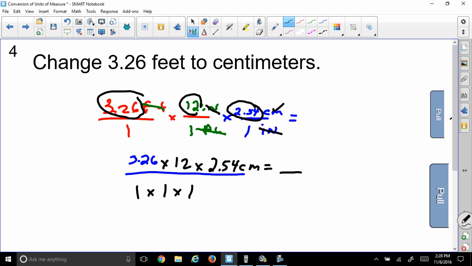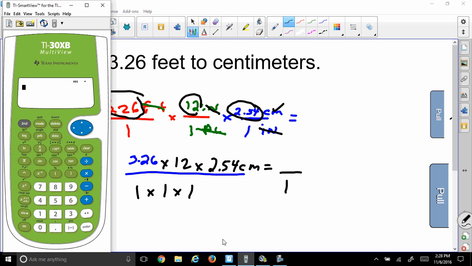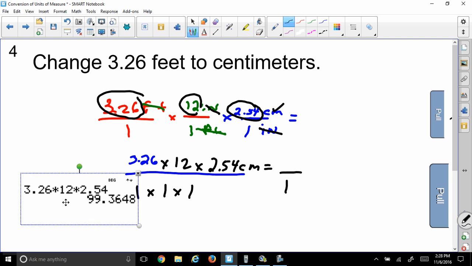All right, let's do the bottom. 1 times 1 is 1. Now we're going to need a calculator to multiply the top. So let's get our calculator out. So 3.26 times 12 times 2.54. And that's enter. There it is, 99.3648.